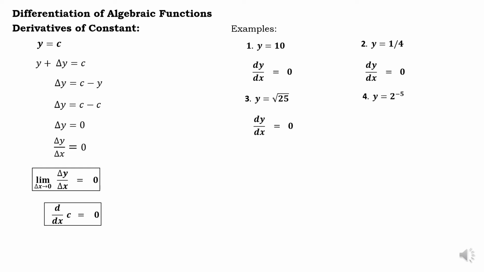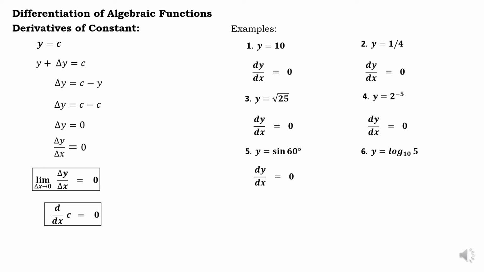Number 4, the derivative of y is equal to 2 raised to negative 5. Since 2 raised to negative 5 is also a constant or a fixed value, therefore the derivative of that is also equal to 0. Number 5, the derivative of y is equal to sine 60 degrees. And sine 60 degrees is also a constant with a fixed value of 0.866. So therefore the derivative of sine 60 degrees is equal to 0.